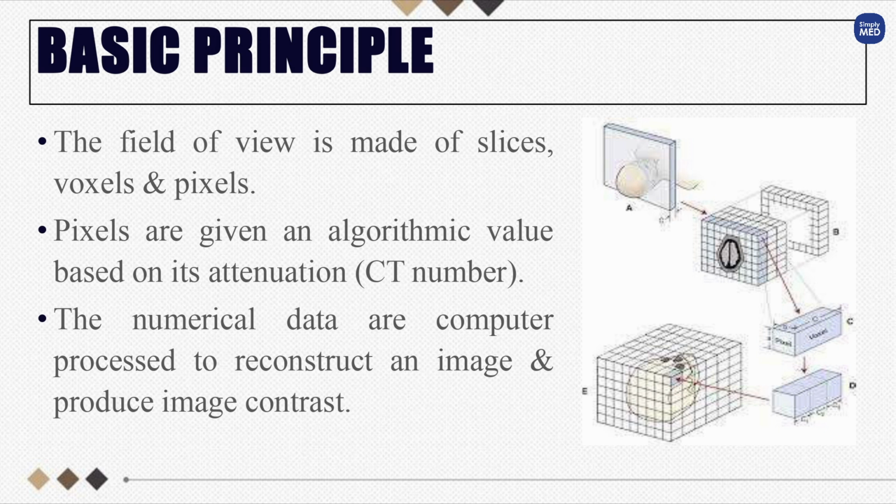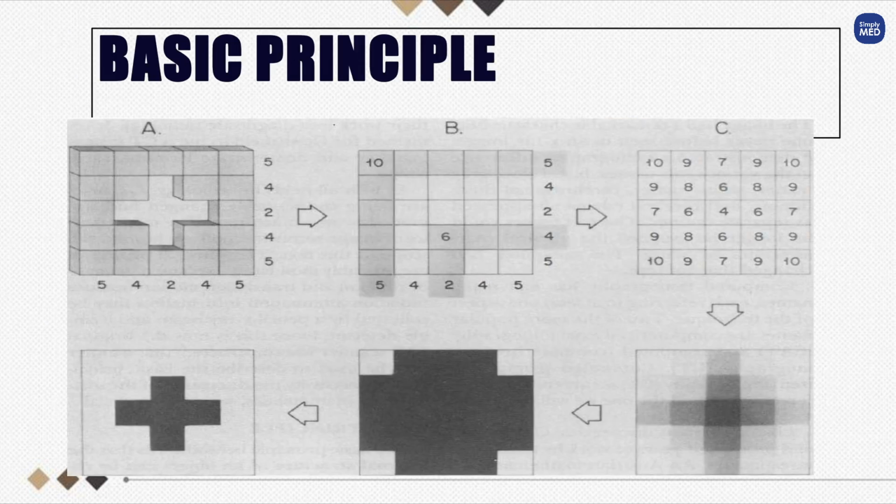When it is in 2D, we call it a pixel. When it is in 3D form, we call it a voxel, for volume. In each pixel there will be numerical data, which represents the image, and we reconstruct it into the image. Okay, so this is the basic principle theory.